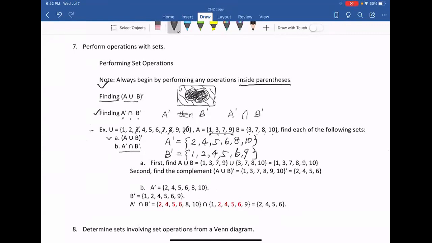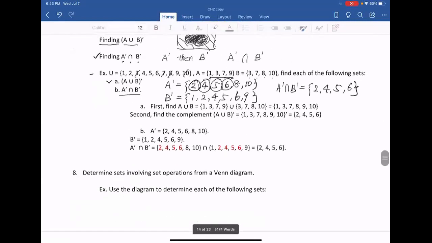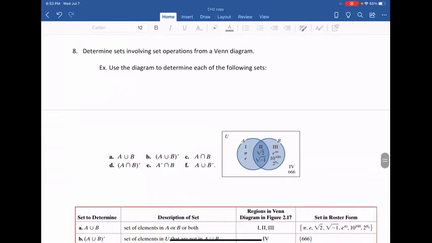So find the intersection of these two sets. So what's in common? 2, 4, 5, 6. I think that's it. So the intersection is 2, 4, 5, 6. Okay, let's move on to next part.